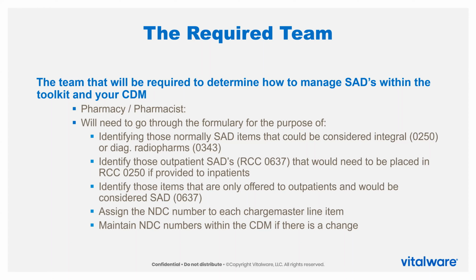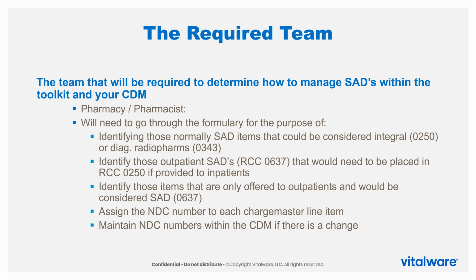So how do you set up your CDM? You set it up based on financial class. If it is outpatient, your chargemaster should say 637. For your inpatient chargemaster, it should say 250. Only those items offered to outpatient would be 637. And I get all these questions all the time about 340B. This is not a relevant point. 340B and self-administered drug are completely separate and distinct topics.